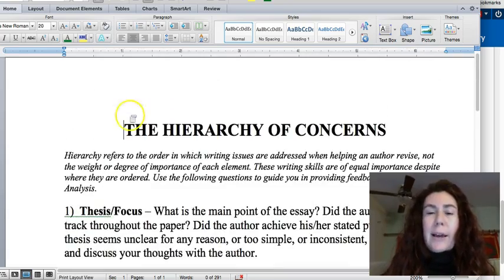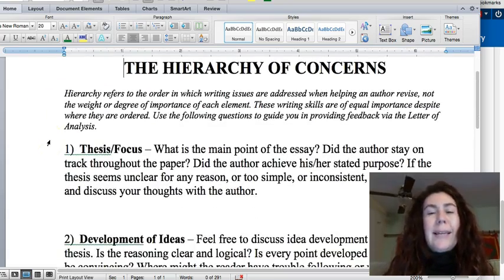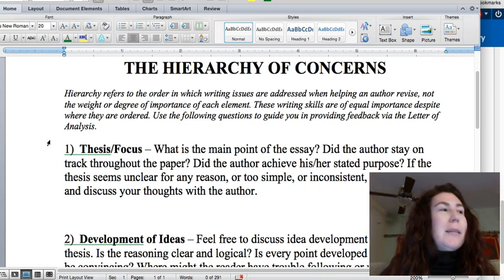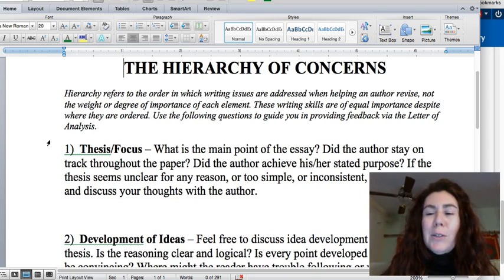So that's all that the hierarchy of concerns does. It doesn't say that there's one that's more important than the other. It's just the way that streamlines your revision process. It's just like cleaning a room. You want to start at the top of the room, because if you start at the bottom of the room and clean the floor before you've cleaned the counters, you're going to make extra work for yourself. So this is to help you alleviate that.